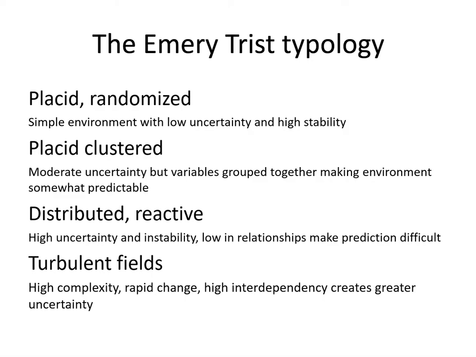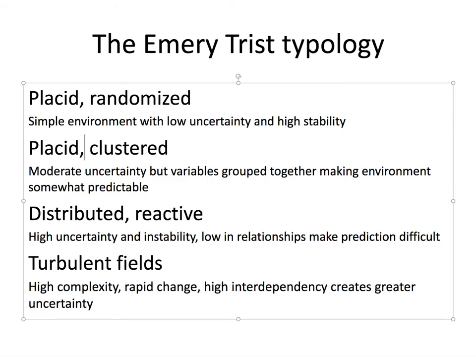There's only a few factors which might affect the organisation, and they're not changing a lot. You could have placid but clustered environments where there's more uncertainty. However, the variables which are affecting organisations are clustered together. So, a change in society leads to a change in the economy, which leads to a change in the political system. So the factors are grouped together, and this makes the environment, although it's still stable, more uncertain, but also still predictable.